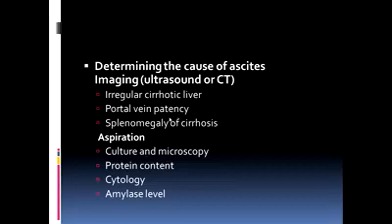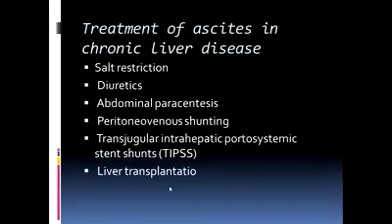Protein content will help regarding the transudative or exudative type of the ascites, and cytology will tell about the presence or absence of malignant cells. Amylase level, of course, in some cases when there is acute pancreatitis and there is ascites, will help in establishing the differentials. Treatment of the ascites in chronic liver disease.